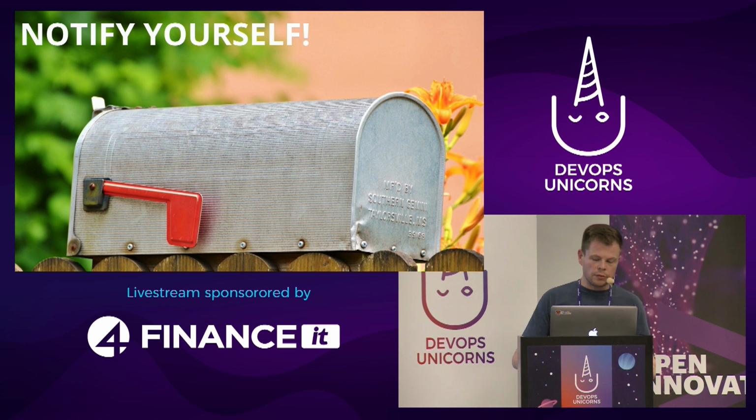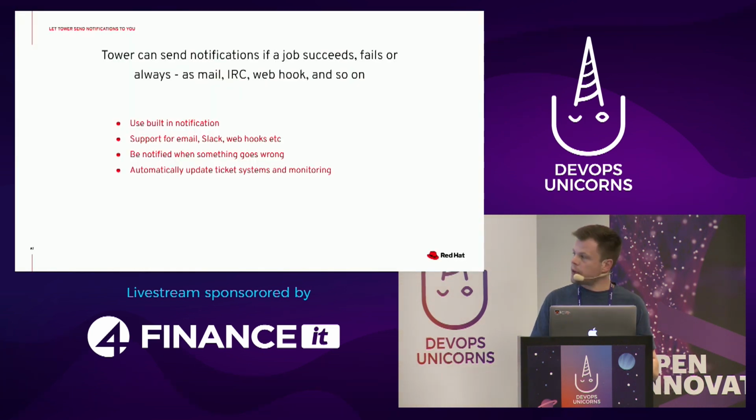So notification: it integrates. Tower integrates with all the usual suspects. Email being the fairly standard one, but Slack, IRC, webhooks. You make use of it. By default you get notification of job status and that sort of thing, but you can easily extend that to include sending messages to a ticketing system or some kind of monitoring system. So, make use of that functionality.